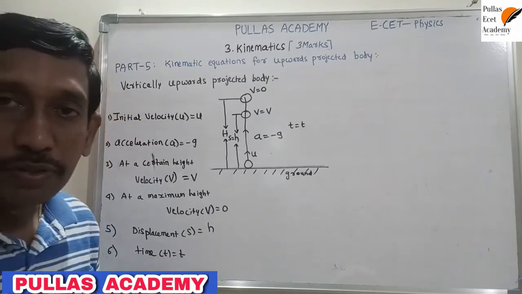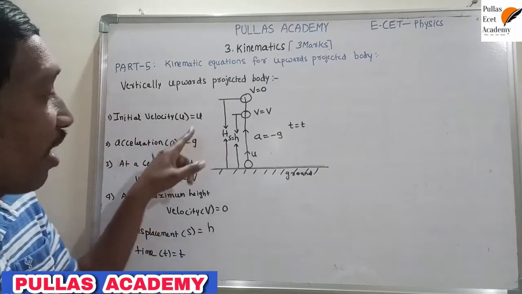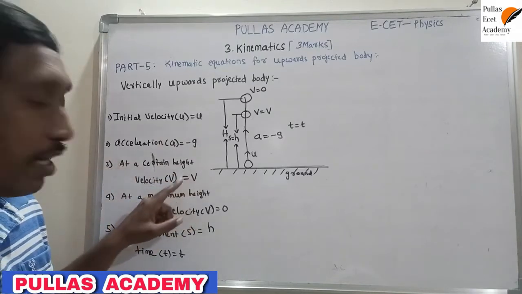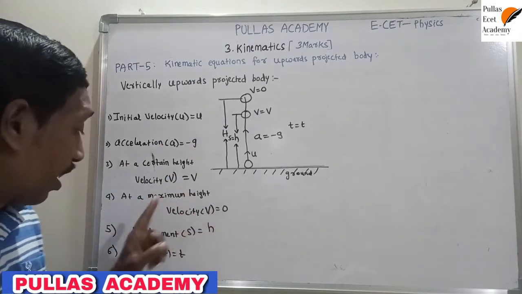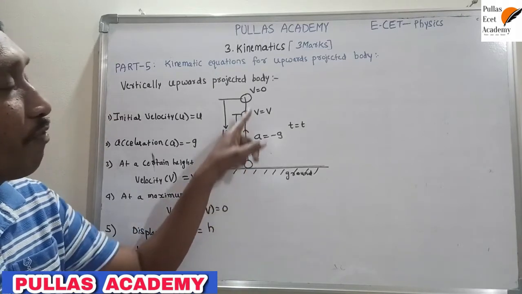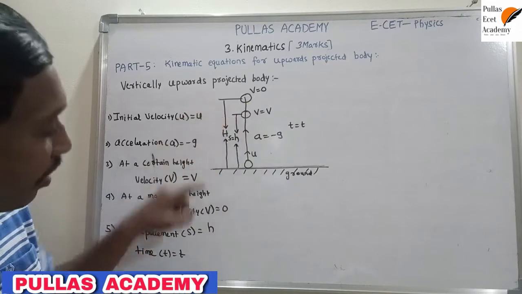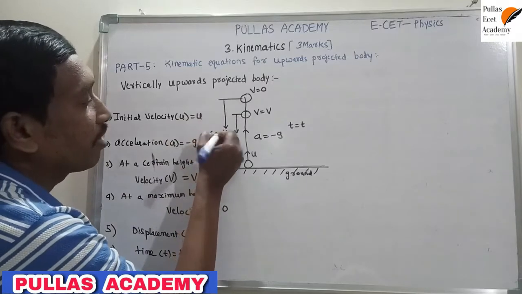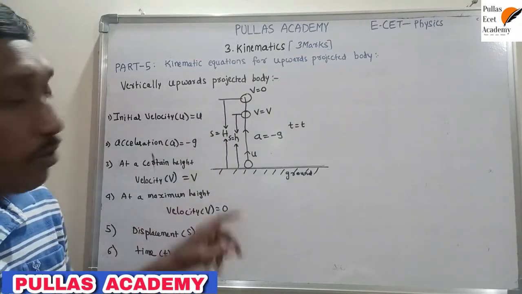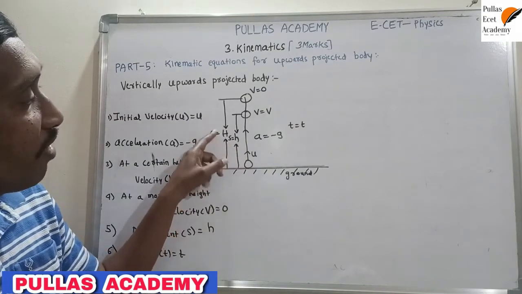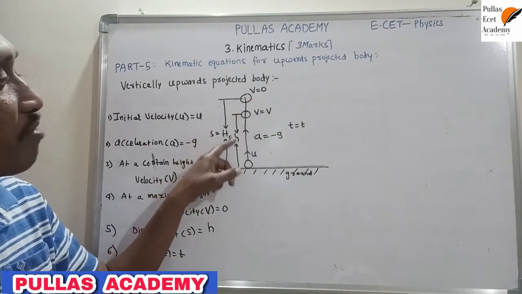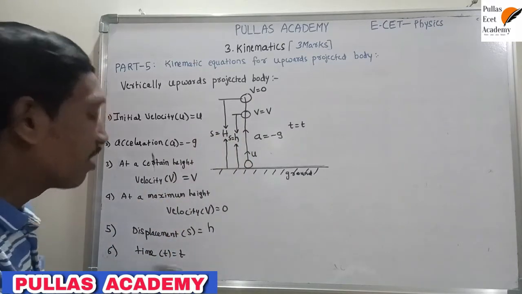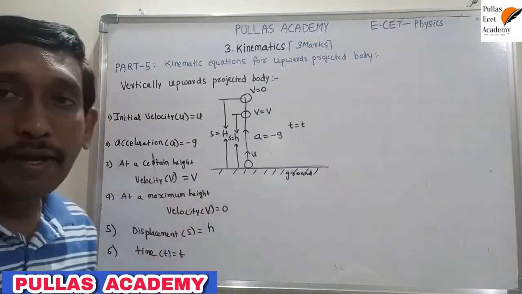I hope you understood. Initial velocity is not 0, it is u, acceleration is minus g. Now at a certain height velocity is v, at the maximum height velocity is 0. The displacement of this upwards projected body when it reaches a certain height is small h. When it reaches the maximum height, displacement is considered as capital H. Don't confuse. According to the question, we have to substitute maximum height. When it reaches the maximum height, that is capital H. When it reaches a certain height, that is small h. I can consider any letter, there is no problem. And the time taken I consider t. These all are the parameters.